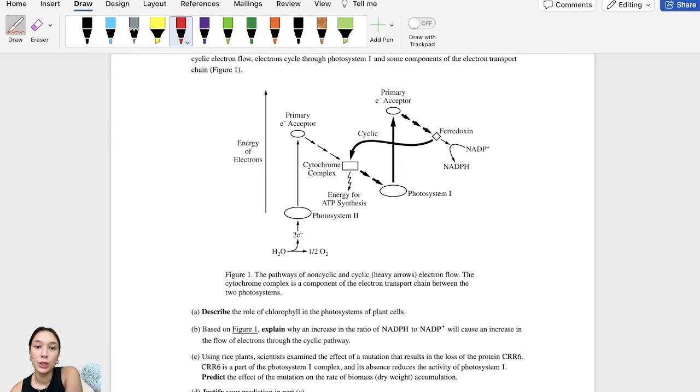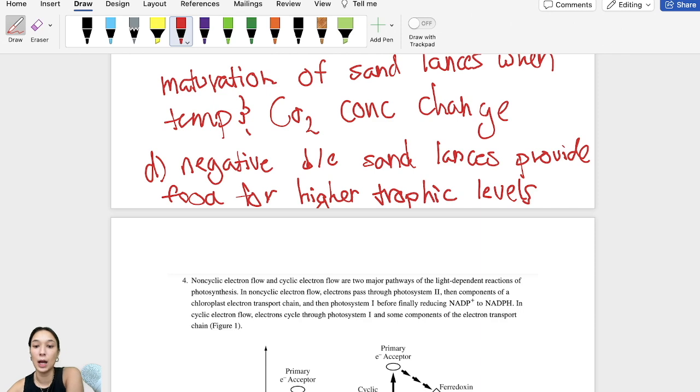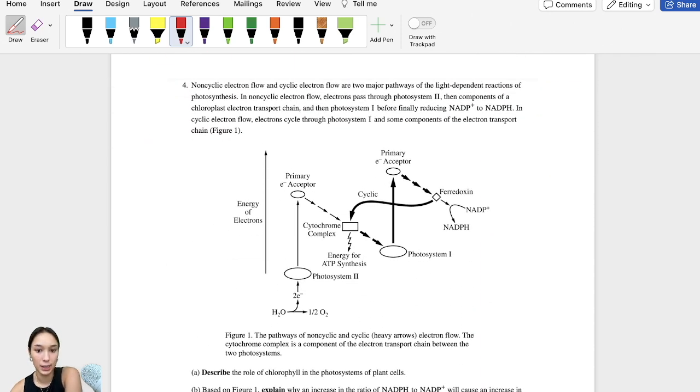Okay, so this is giving you a diagram right here. It's always important to read the figure captions, especially in this one because it's telling you which one is cyclic and which one's non-cyclic. It says the pathways of non-cyclic and cyclic. So the cyclic ones are going to be where these heavy or bolded arrows are. So this is cyclic electron flow. The cytochrome complex is a component of the electron transport chain between the two photosystems. So they're saying that this is basically the ETC.